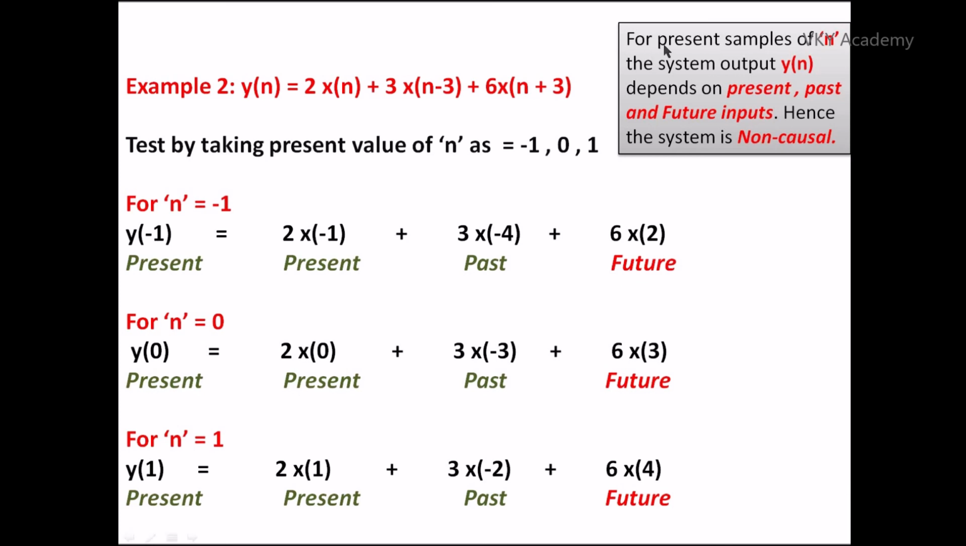So I can write for present samples of n, the system output y of n depends on present, past and future inputs. Hence the system is said to be non-causal. So I am sure these two examples will definitely clear your concept on causal and non-causal system of a given discrete time system. We will solve few more numericals based on causal and non-causal system in our upcoming lectures.